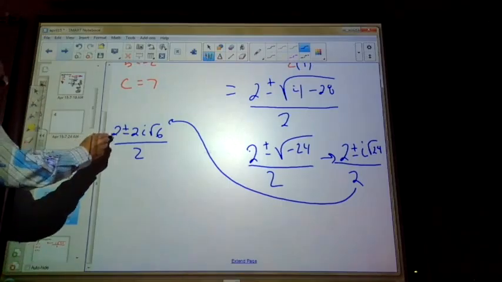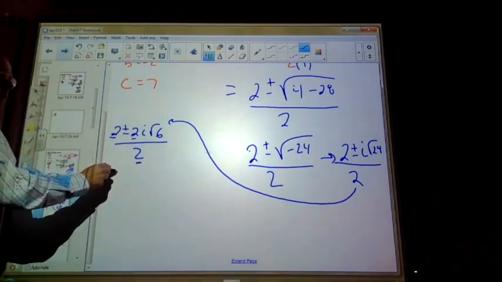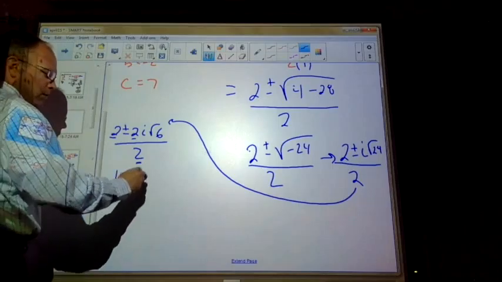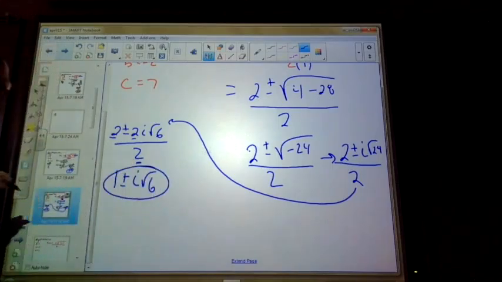And then I can go ahead and reduce here, here, and here. They all reduce, so I get 1 plus or minus i root 6. That's our answer. Okay, this type of problem will not cross the x-axis if I graph it, as far as this being the vertex of a parabola or anything like that. Questions so far?